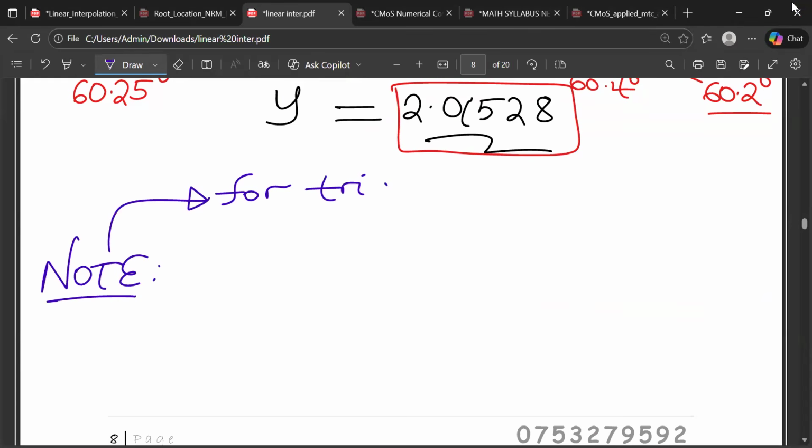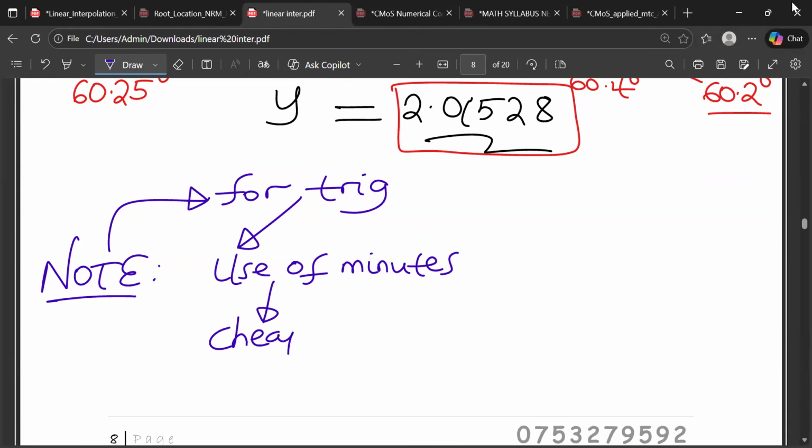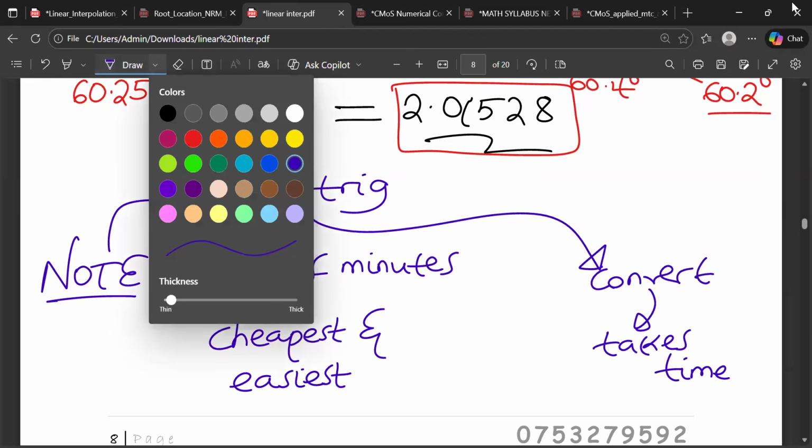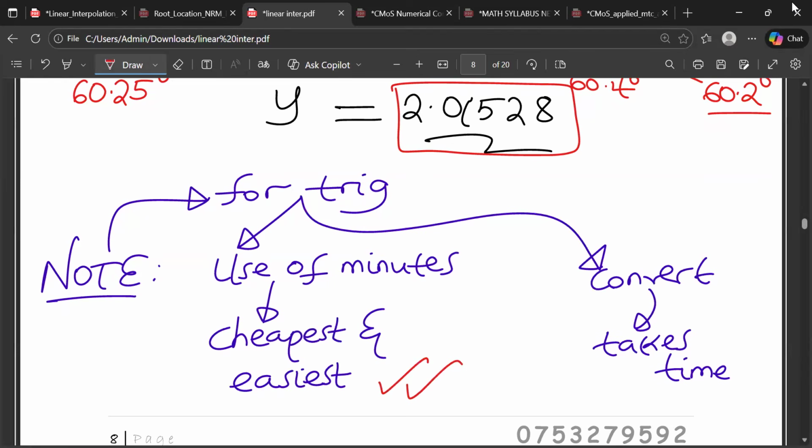For trig, use of minutes is the cheapest and easiest. Someone can decide to convert. This one takes time and you can make errors. So you people choose wisely. Just choose wisely.